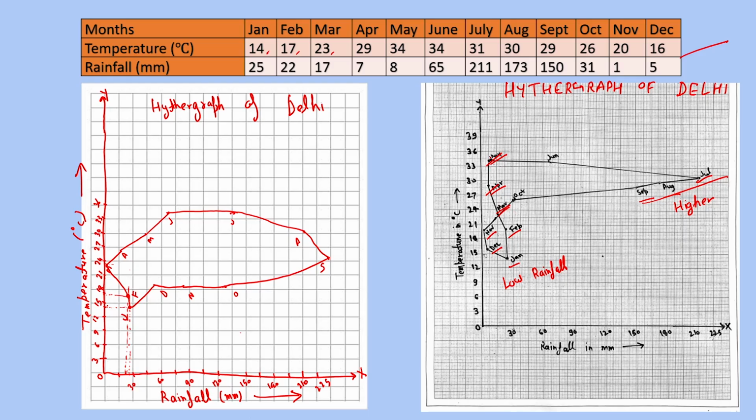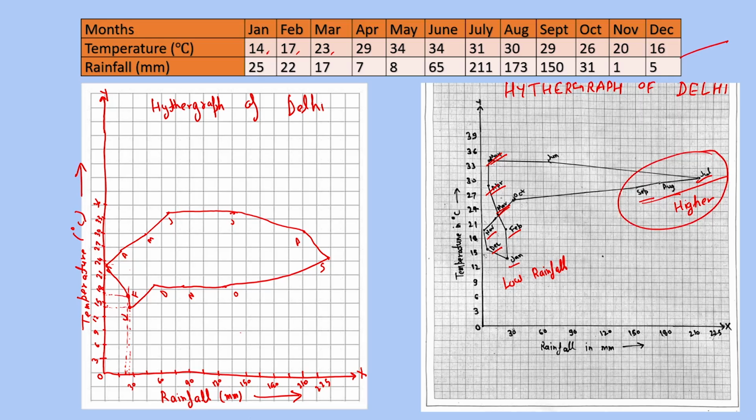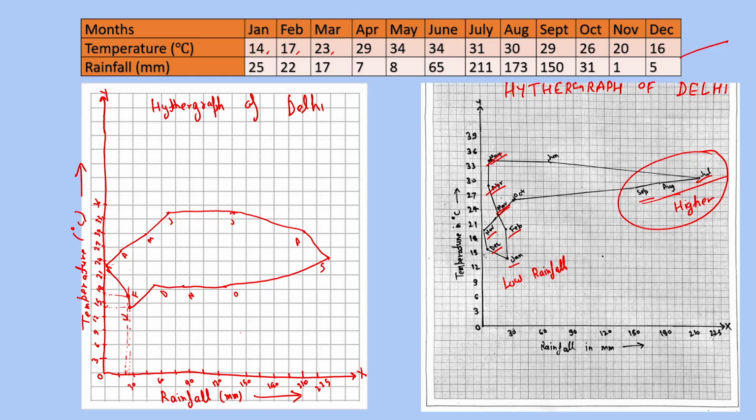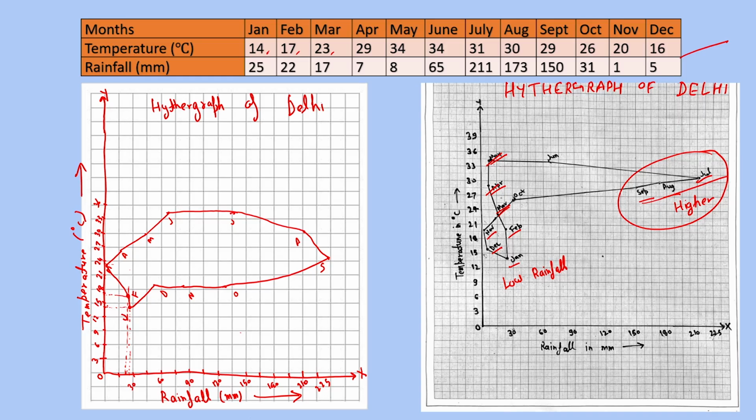increasing. So, as we can see from the Hyther graph, some months have higher rainfall compared to other months, and temperature is also higher compared to months like February and December. So, we can say from this Hyther graph that this is a monsoon type of climate of Delhi, where most of the rainfall we receive is from July to September.